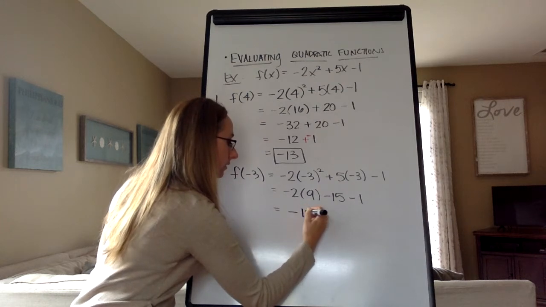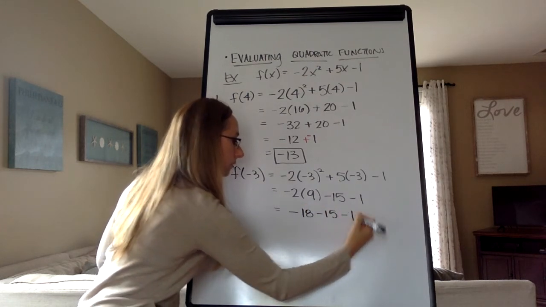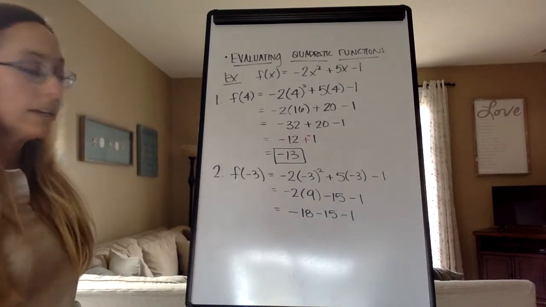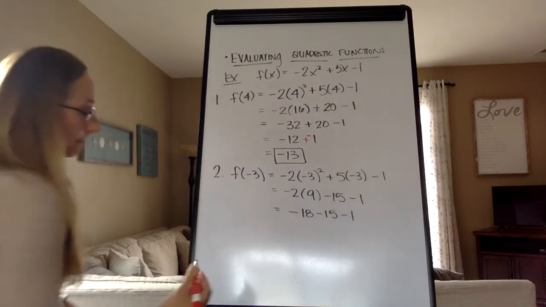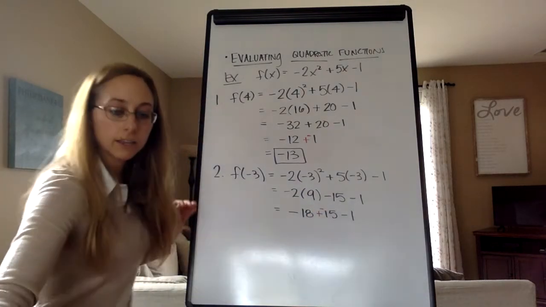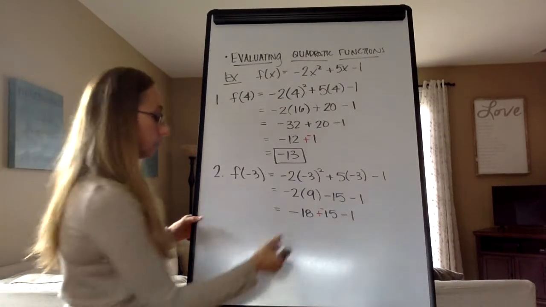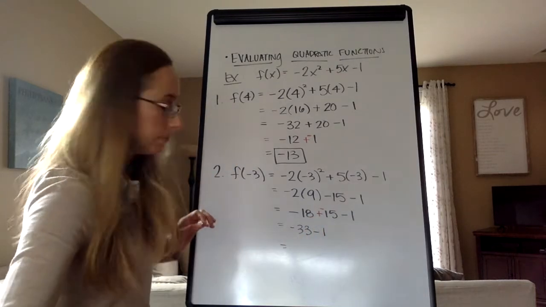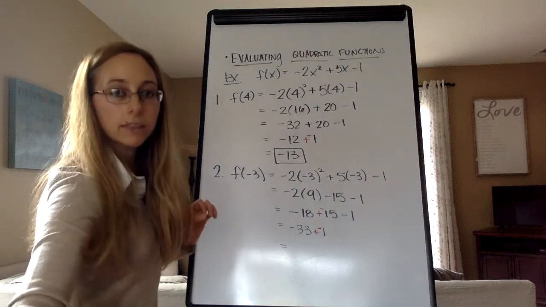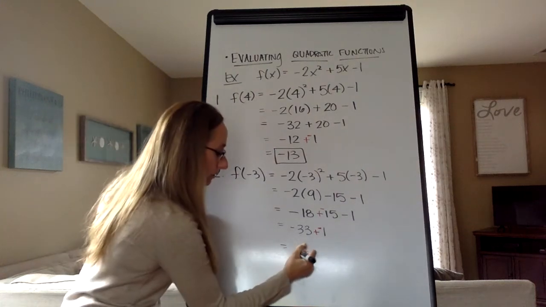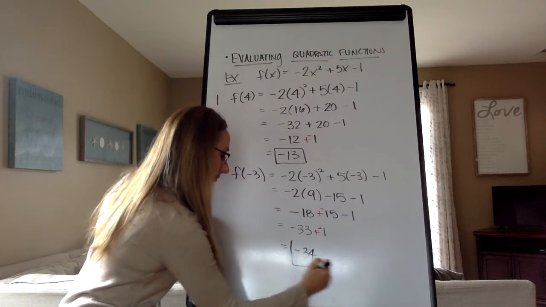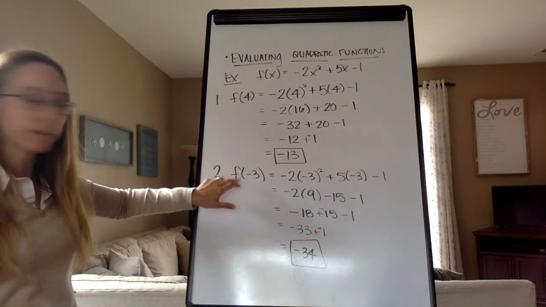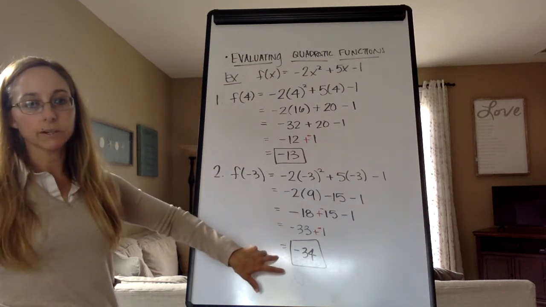So now we have negative 18 minus 15 minus 1, because negative 2 times 9 is negative 18. So again, negative 18 minus 15, same thing as adding a negative. So negative 18 minus 15, or plus negative 15, is negative 33 minus 1. And again, same thing. So you can add negative 1. And then negative 33 plus negative 1 is negative 34. Okay. So the function evaluated at the value of negative 3 is negative 34.